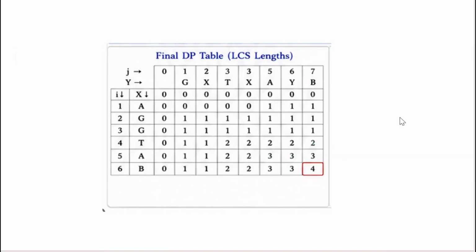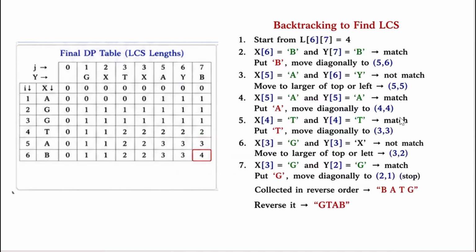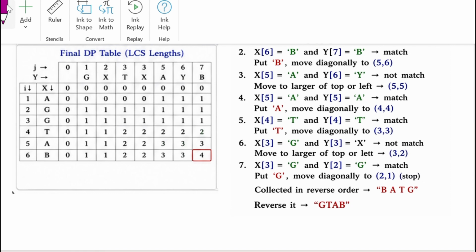Okay, this is the final DP table. The longest common subsequence length is 4. Then we find the characters present in the sequence. For that, the backtracking method is used. Start from the last cell. What is the last cell? L67. This is the last cell.